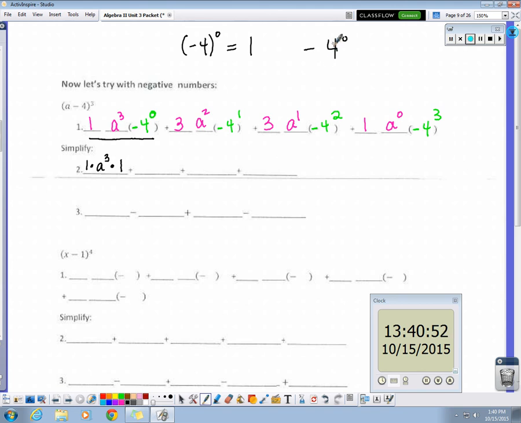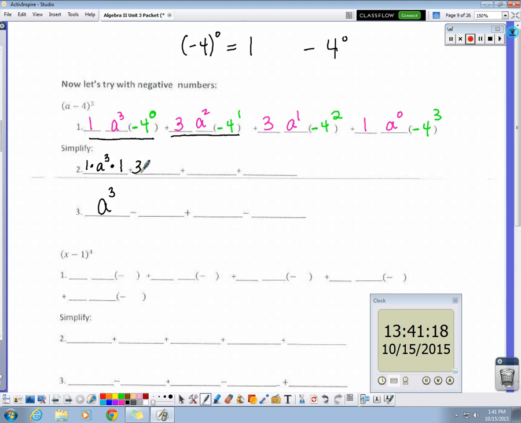Just the 4. If you don't put parentheses, only the 4 is being raised to the 0 power. Aren't you supposed to raise negative 4 to the 0 power? That's why the parentheses are so important, to let the calculator know that you're raising the negative and the 4 to the 0 power. Okay? Alright, now, so that becomes what? A cubed. Okay, then we move on to the second term.